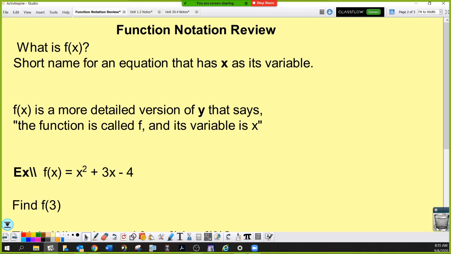So I've got an example here for you. F of x equals x squared plus 3x minus 4. This is a quadratic, and our next two chapters are all about quadratics. So they're really, really important that you understand how to use them.